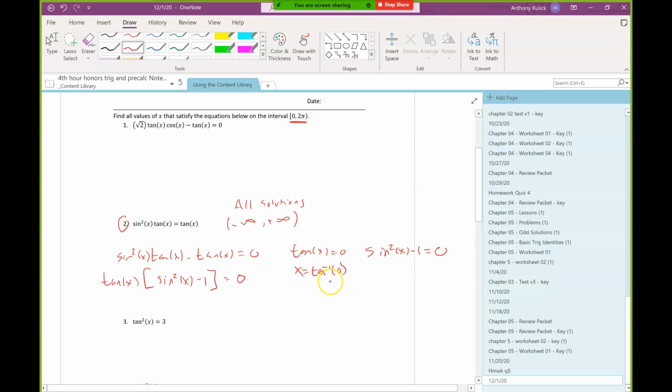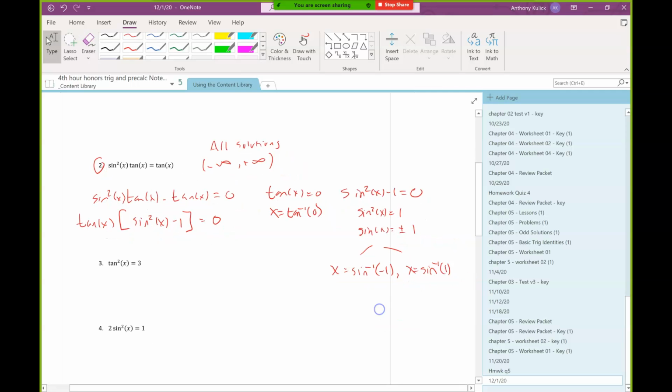So here, x is equal to tan inverse of 0. For this one, I'm going to have to add 1 to both sides and then square root both sides. When I square root both sides, I get a plus or minus, and the square root of 1 is just 1. So this is going to break up into sine inverse of -1 and sine inverse of +1. Wait a minute. Okay.